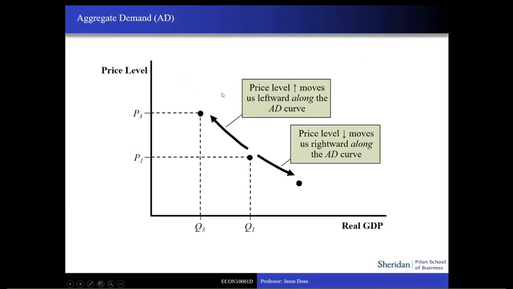Here we have another illustration. The price level is increasing. That will move us leftward along the aggregate demand curve. Okay. And if the price level is falling, we're moving rightward along the aggregate demand curve. And again, it's an inverse relationship.